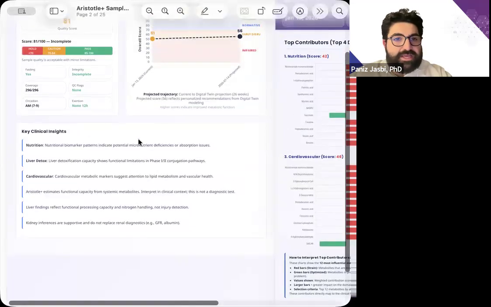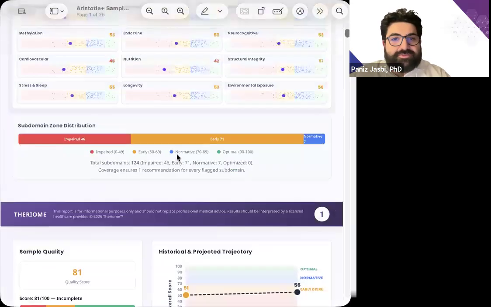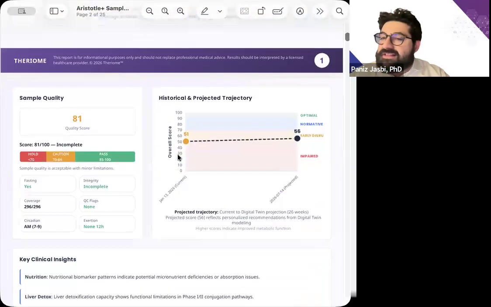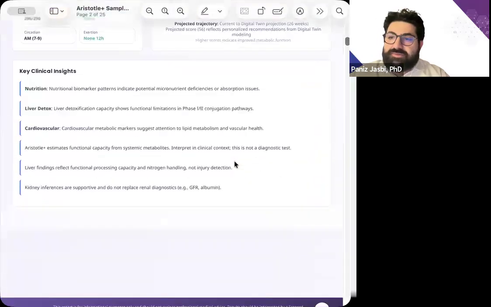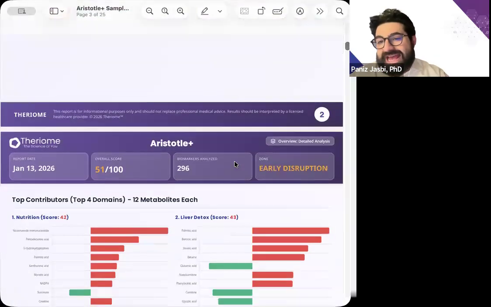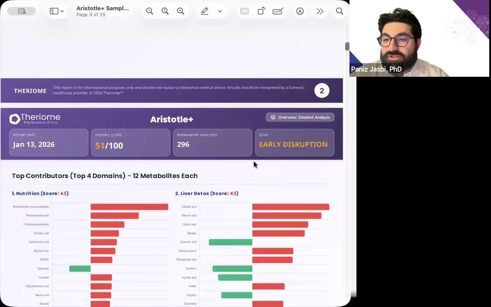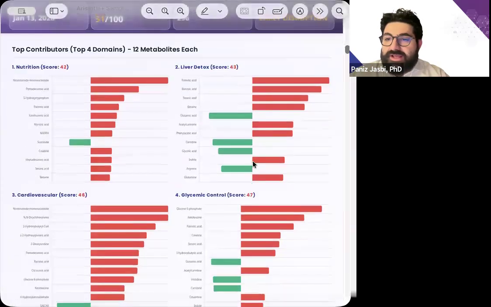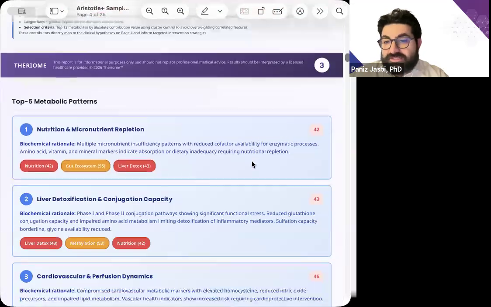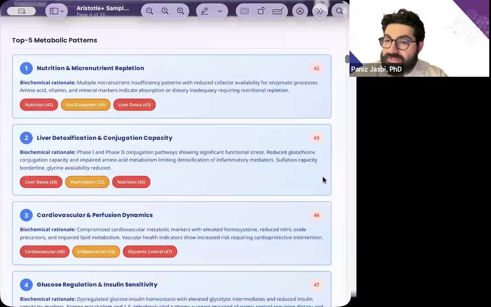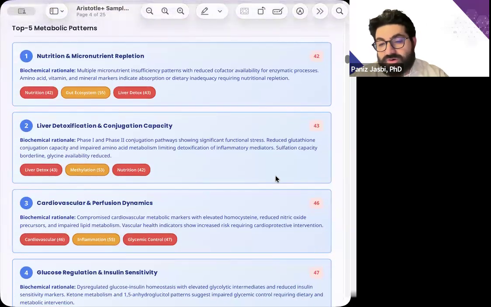Let me see if I can fix this here. So page 2 is going to validate the sample quality, understand the projected trajectory. Page 3 is going to show you what actually is driving the lowest scoring domains. Page 4 is going to summarize the top metabolic patterns, which you can treat as your working hypotheses.